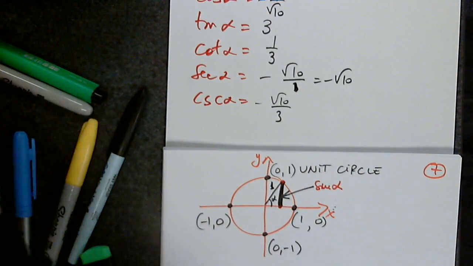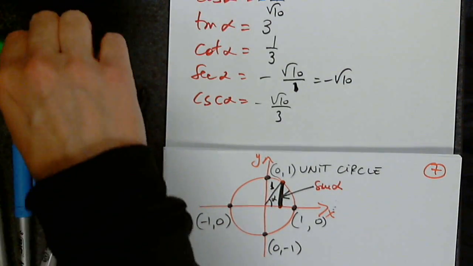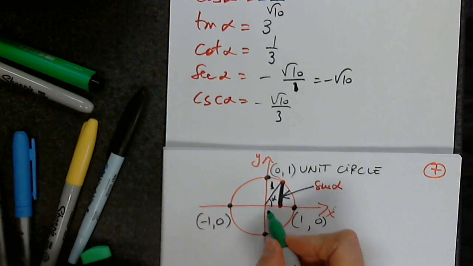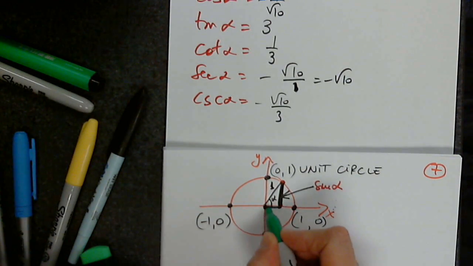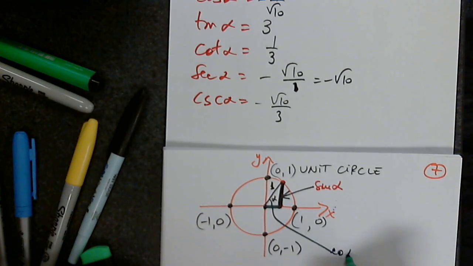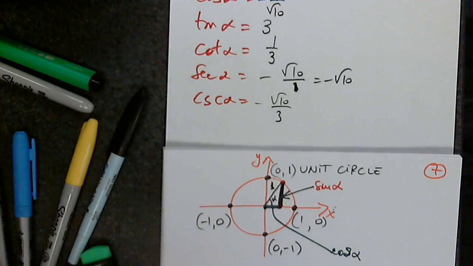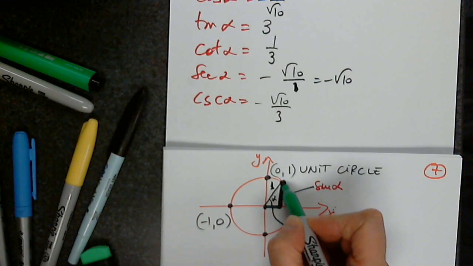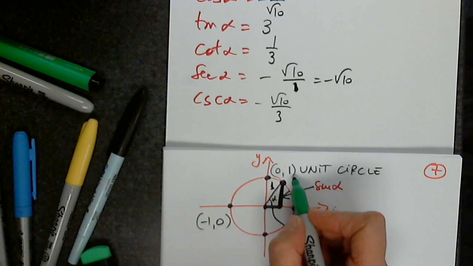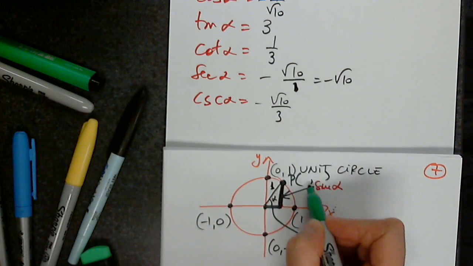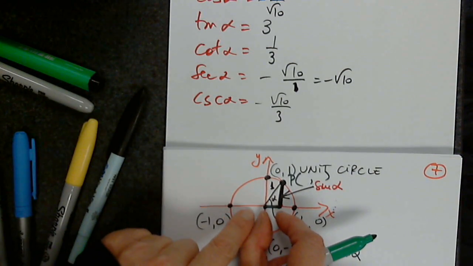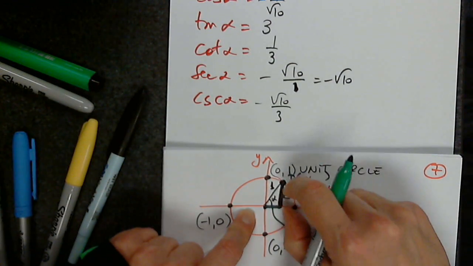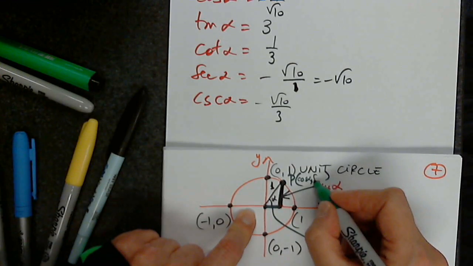Now, can anyone tell us what is this piece? What does this piece equal to? From this point till this point, this piece. This is cosine alpha. Very good. Excellent. So can anyone now give us again the coordinates of this point? P. It has x, but how much is x? Cosine alpha. And it has y, but how much is y?